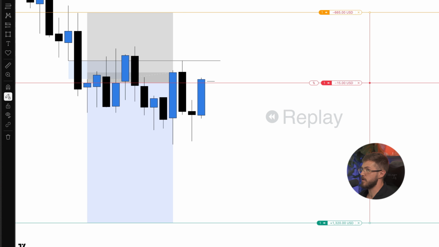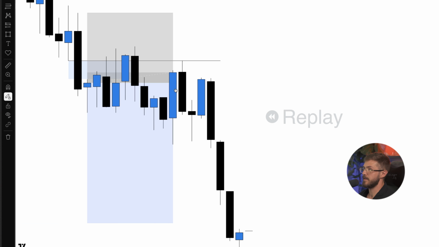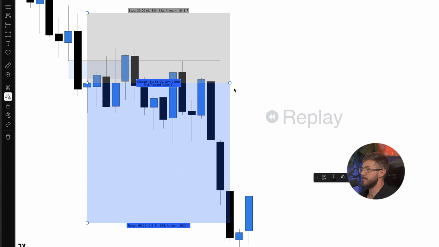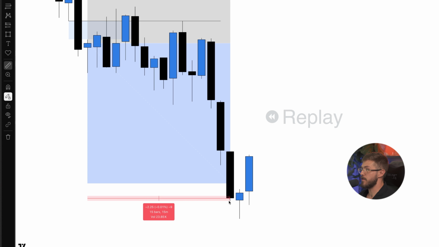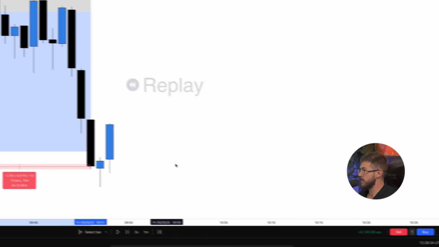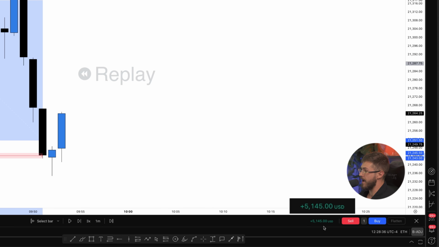So you just want to patiently wait. Sometimes the market will take a second to do its thing, but you have to sit back and let the market do the work for you. Now, in this example, you see that we made $1,300 in about 15 minutes. Not bad if you ask me. And this brings our total profit up to $5,145 over a total of 4 trading days and right around an hour worth of work.